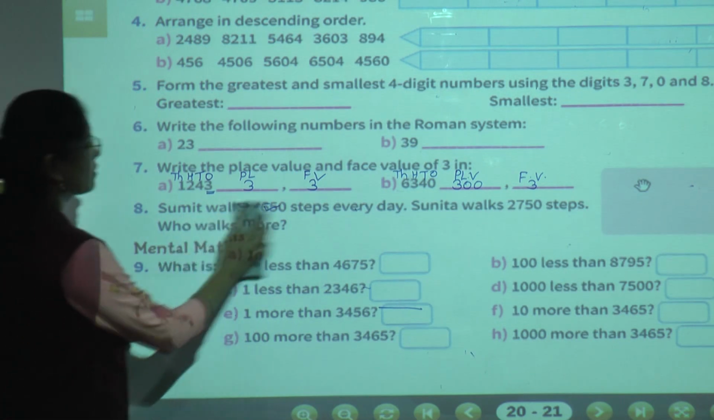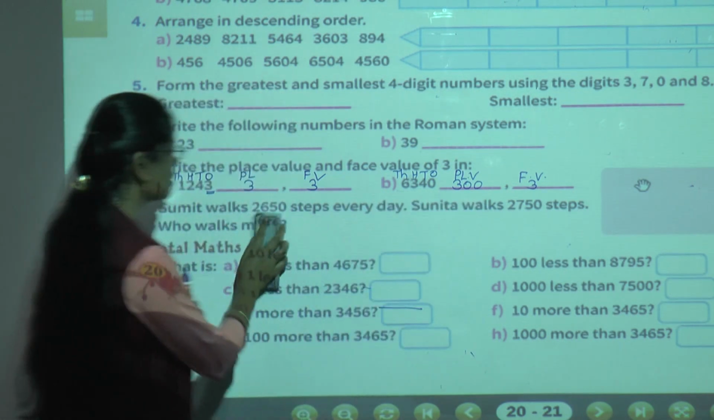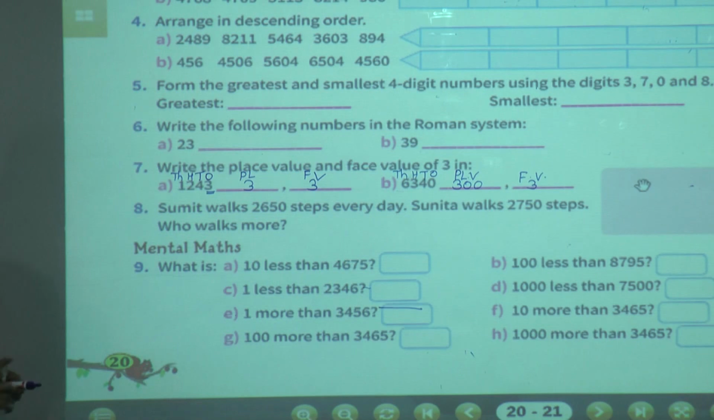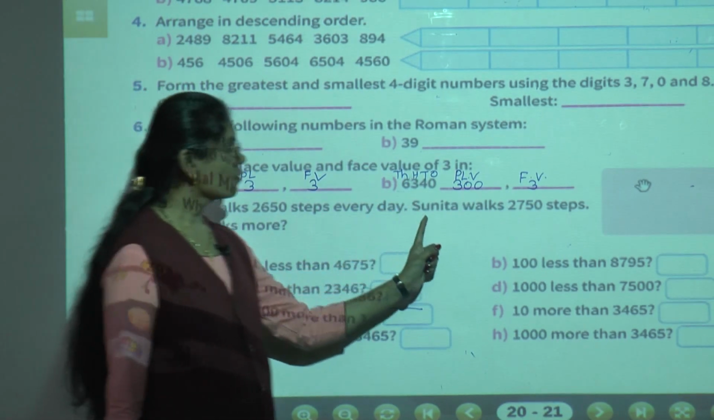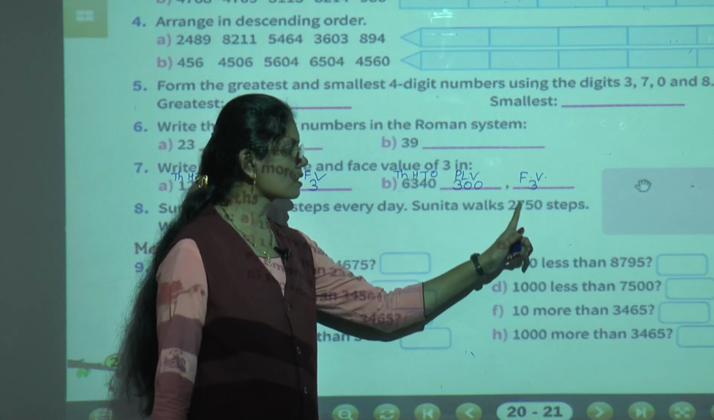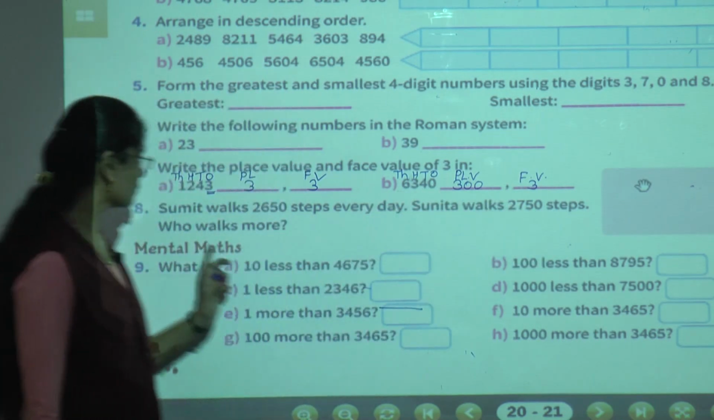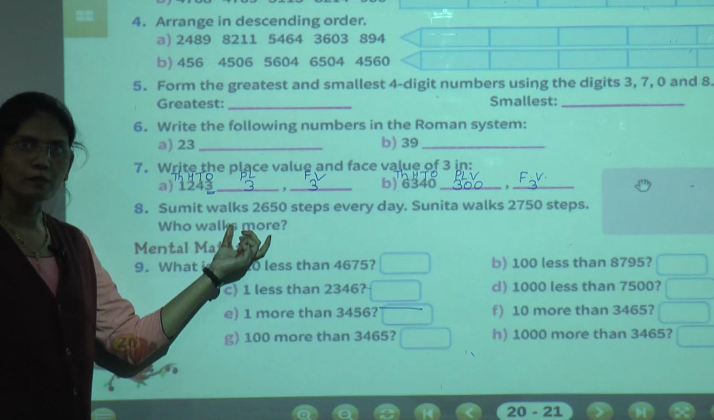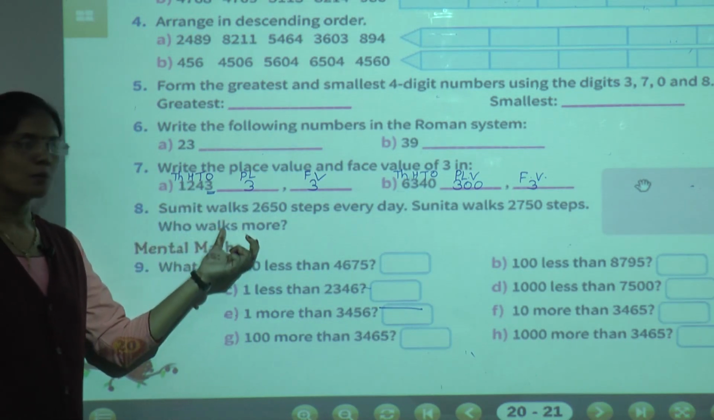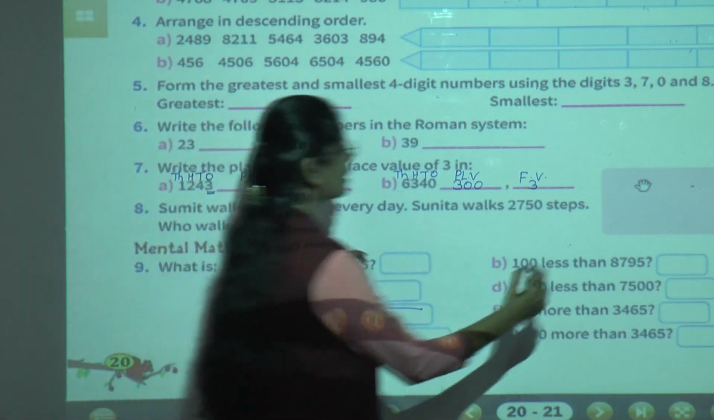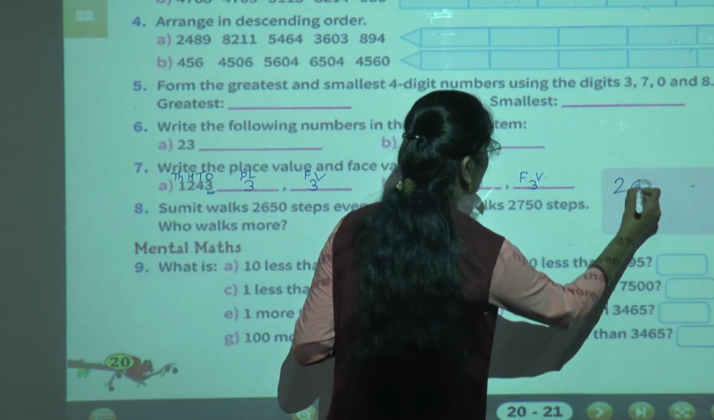Okay. Now see the last 8th question. Sumit walks, it is a word story problem. Sumit walks 2650 steps every day, whereas Sunita walks 2750 steps. Who walks more? Here we have to do the comparison, who walks more. So again we will compare the numbers.